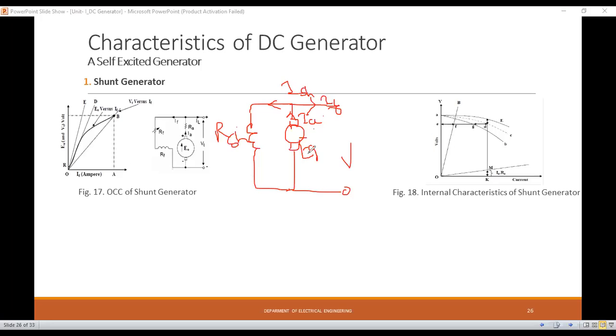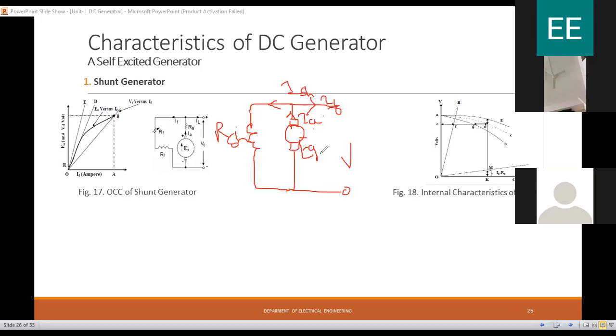See, generally the DC shunt generator is used where the application requires constant voltage. I have already told you in the types of DC generator that the DC shunt generator is used where there is a constant voltage application.